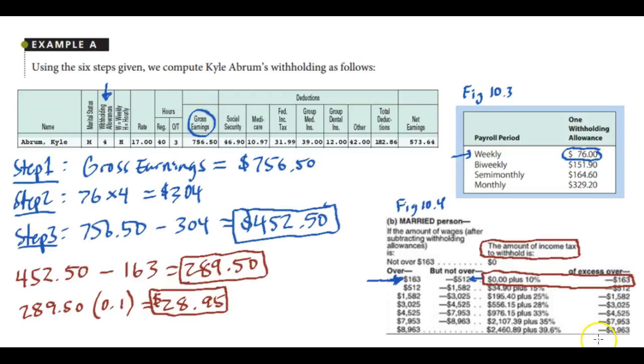So what we've just determined is the amount of withholding that Kyle would have for that week. If he made $452.50, that gives us $28.95 that would be withheld from his taxes, or from his paycheck.